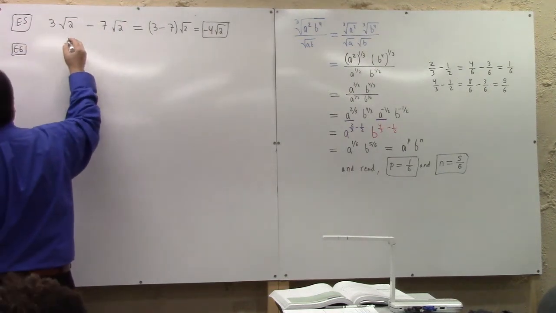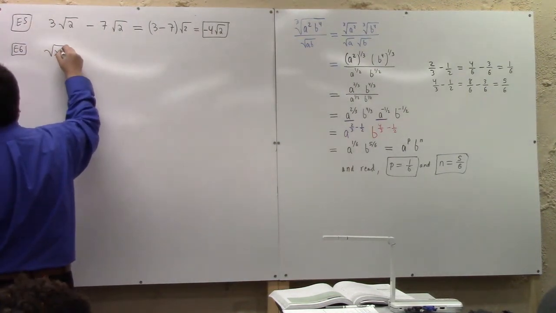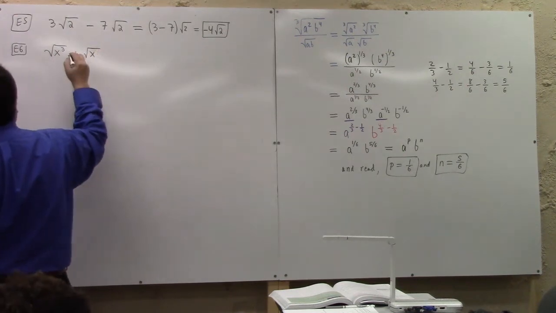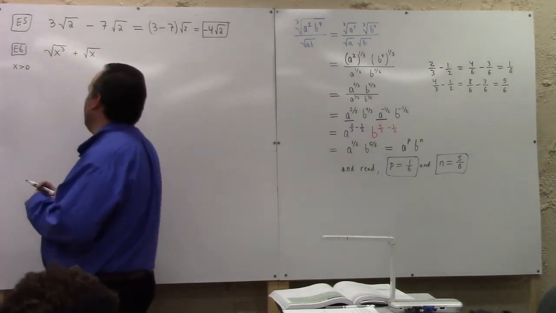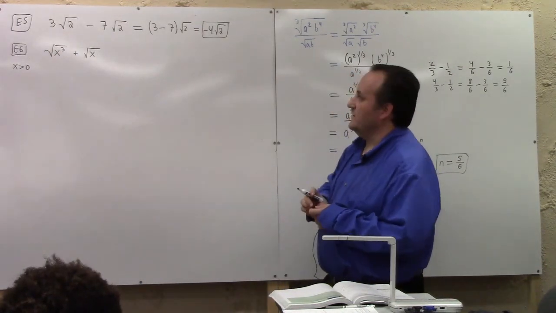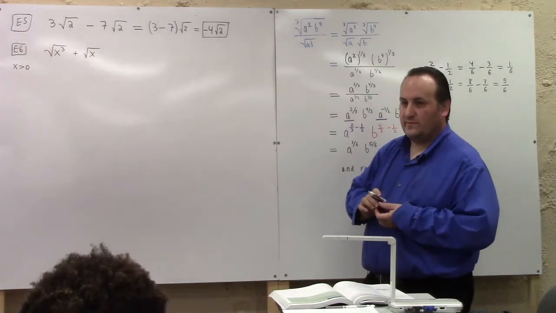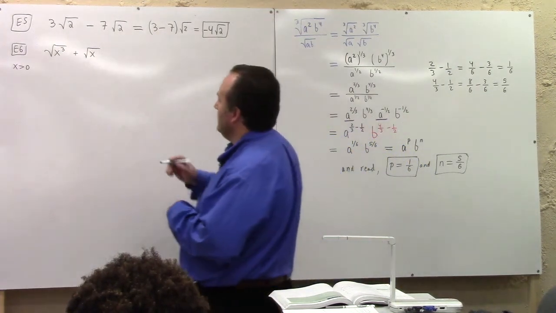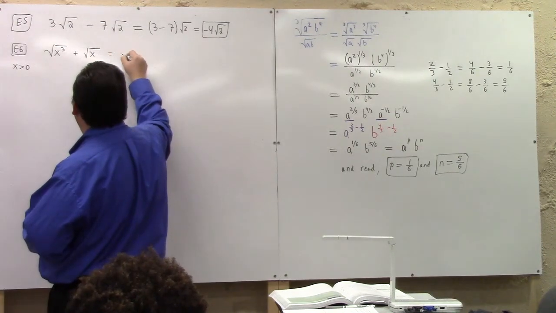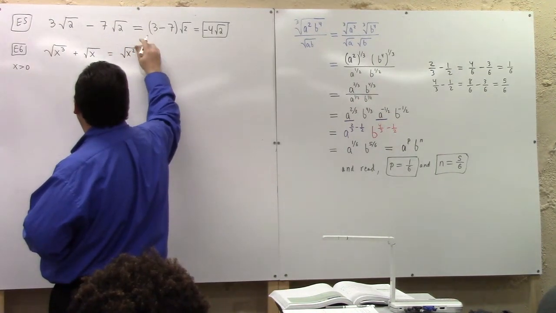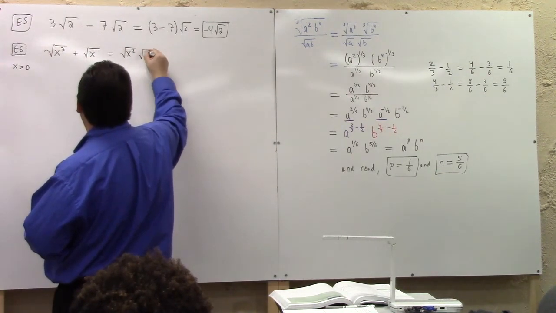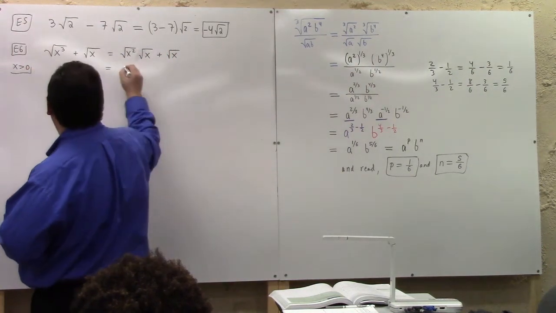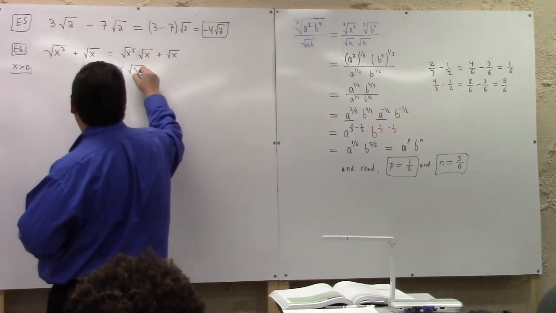Example 6. Suppose I have the square root of x cubed plus the square root of x, and I want to factor something out there. Here we're going to assume x is greater than 0. The point of example 5 is that we have to have the same term to factor, to use the distributive property. So this would be the square root of x squared times x. I could do this as the square root of x squared times the square root of x plus the square root of x. But the square root of x squared, since x is positive, is just x. So the square root of x cubed is x root x.